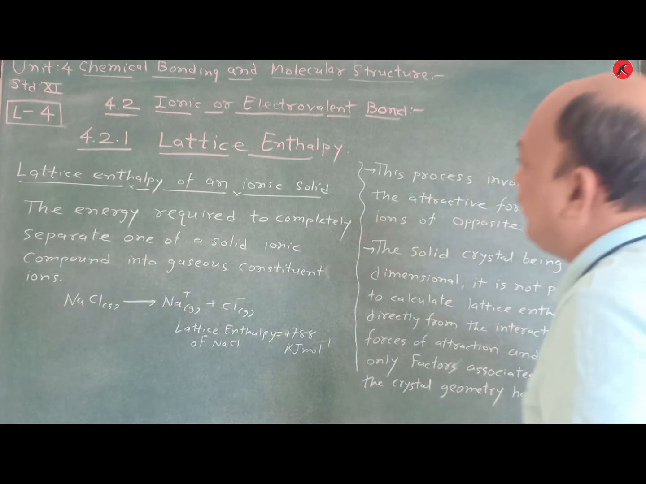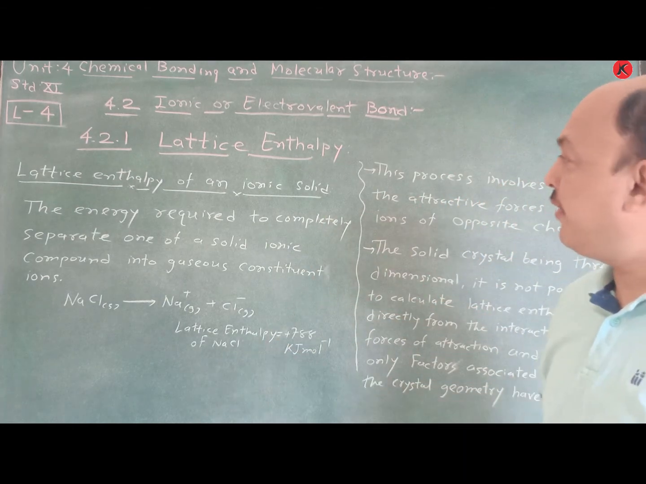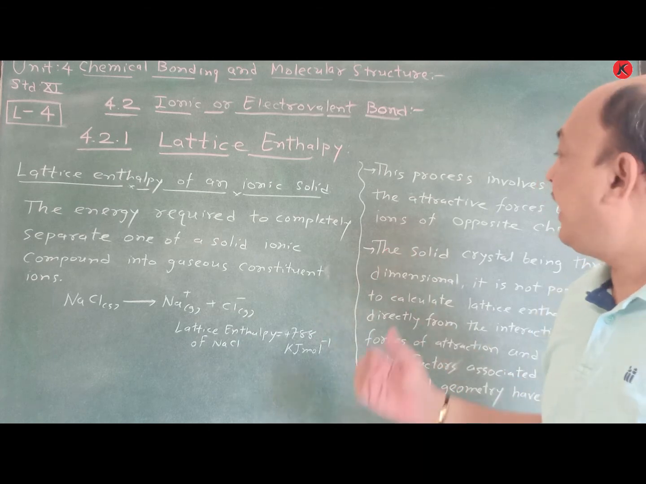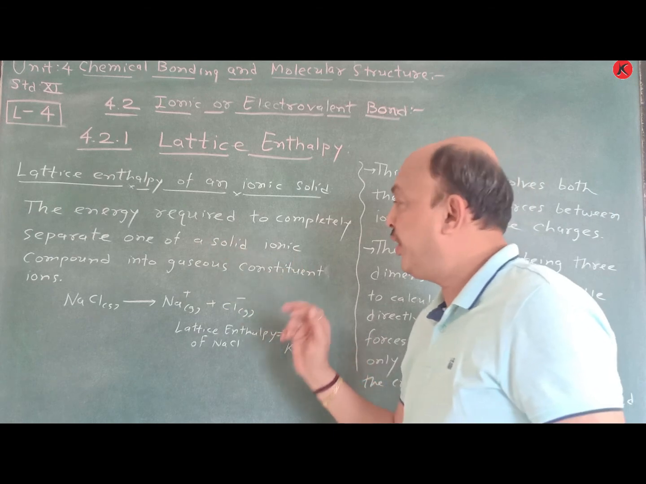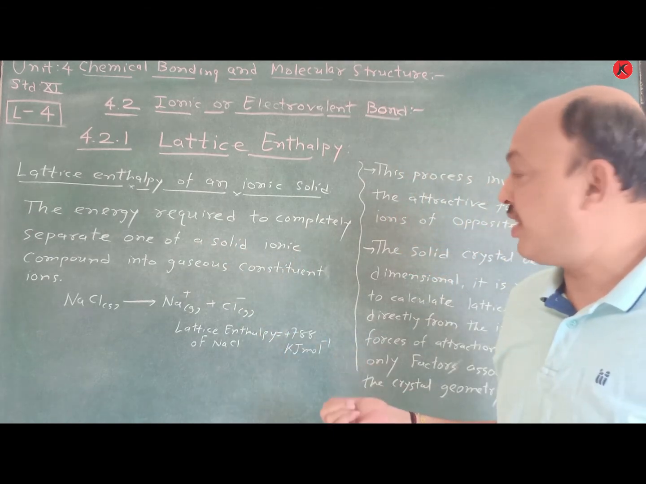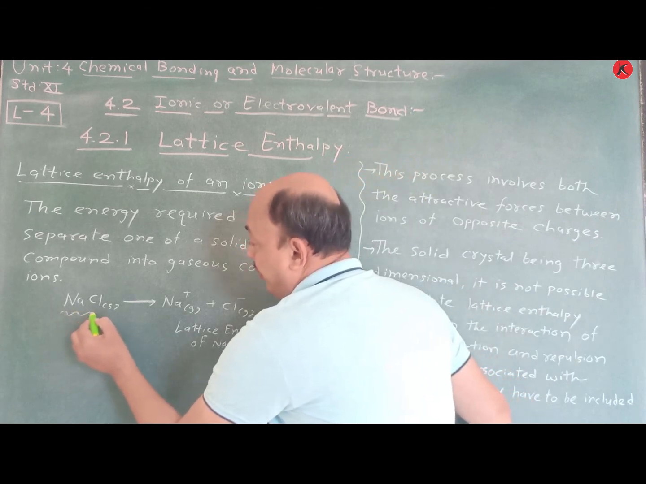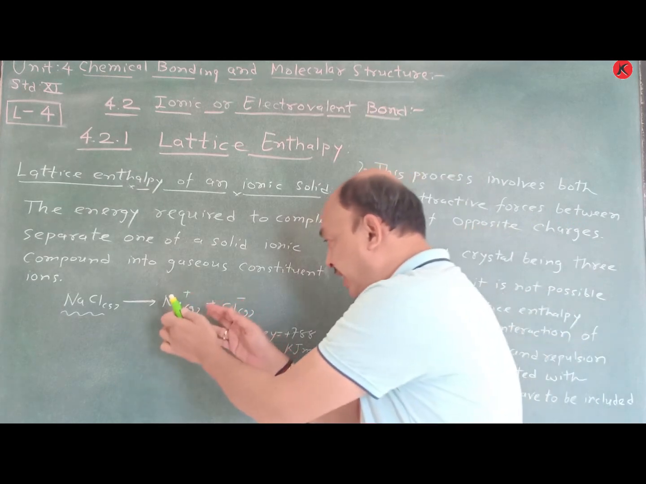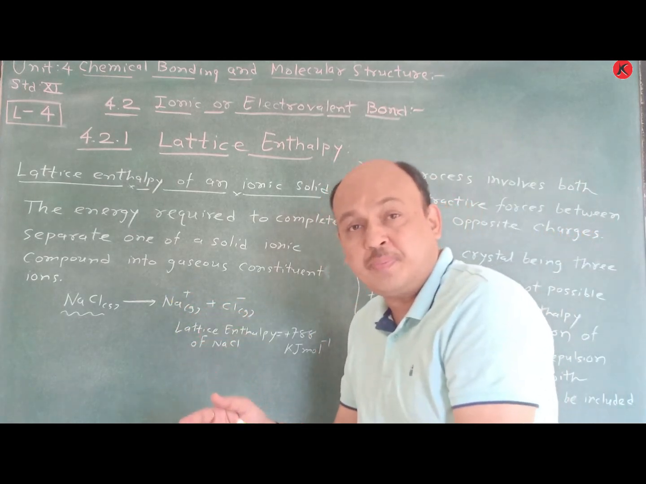Here, topic 4.2.1 is very important: lattice enthalpy. First of all, the definition of lattice enthalpy of an ionic solid: the energy required to completely separate one mole of a solid ionic compound into its gaseous constituent ions. That means, suppose we consider sodium chloride in solid form. This solid sodium chloride is converted into Na plus in gaseous form and Cl minus in gaseous form.